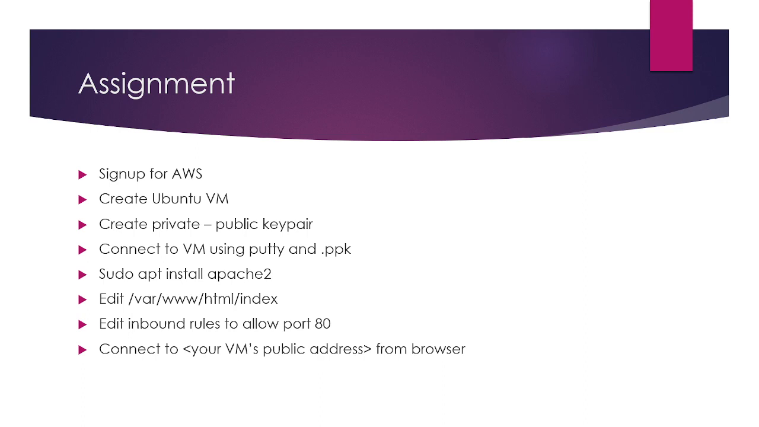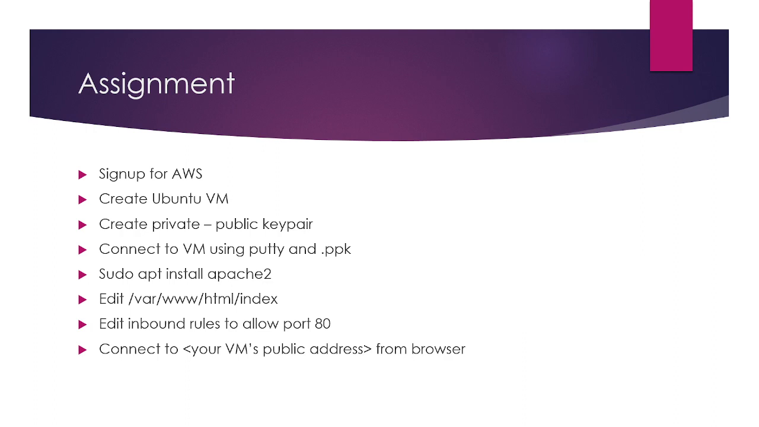Then we'll create a private public key pair to connect to this VM. We'll connect to the VM using putty and .ppk private key. We are going to use a Windows machine for this. After connecting to the VM, we'll install a web server. We'll install the Apache web server for this particular assignment.